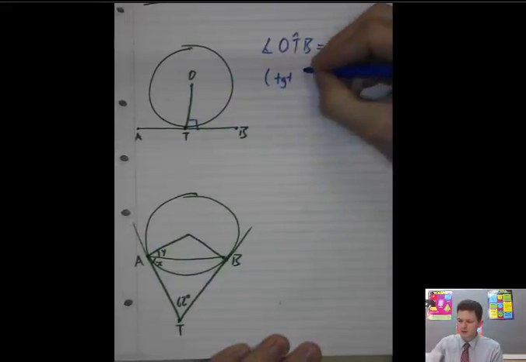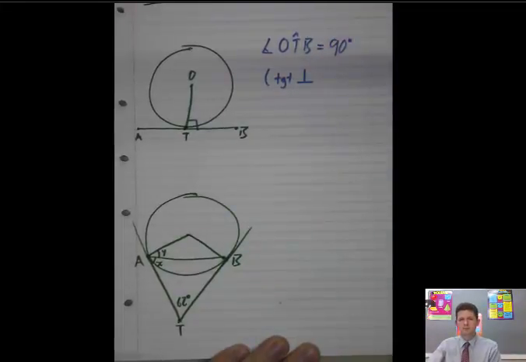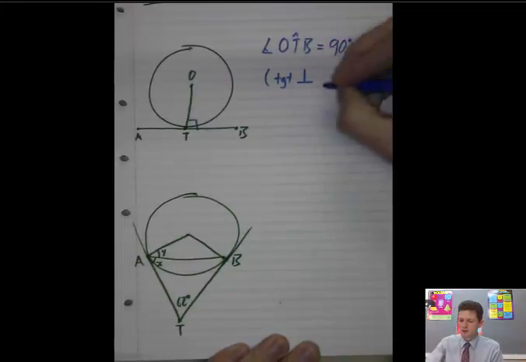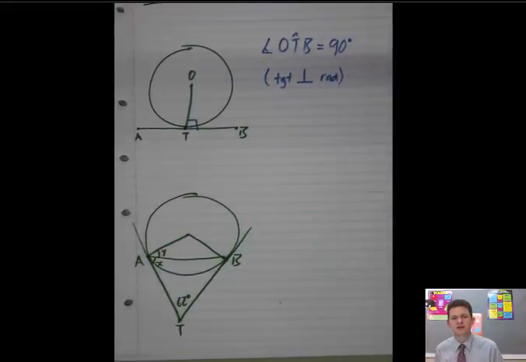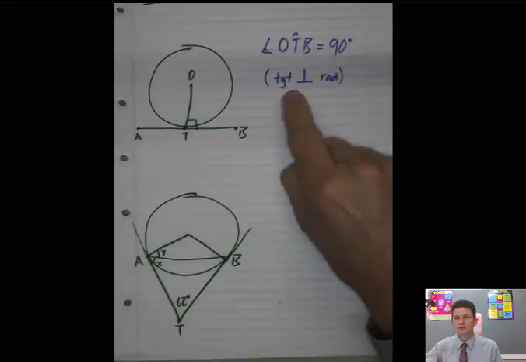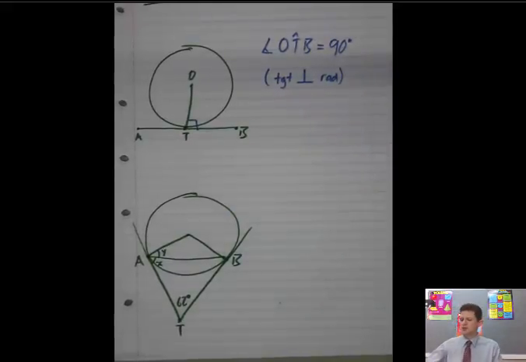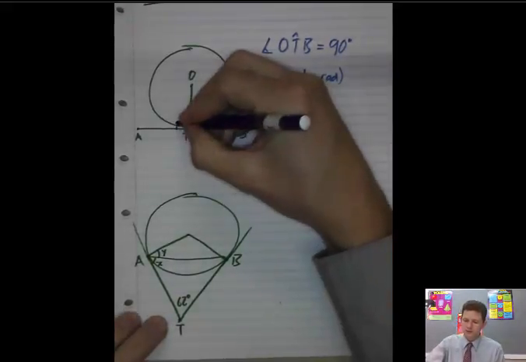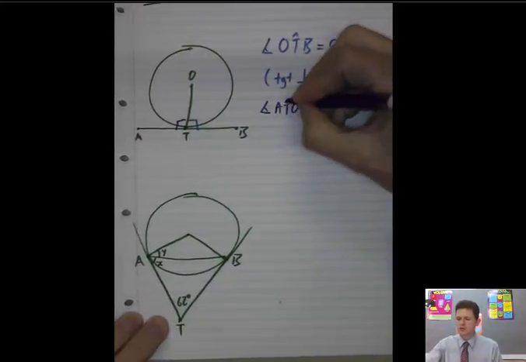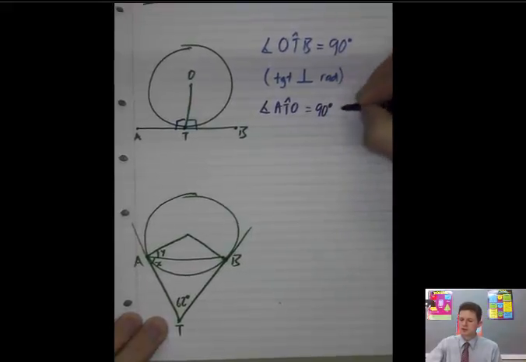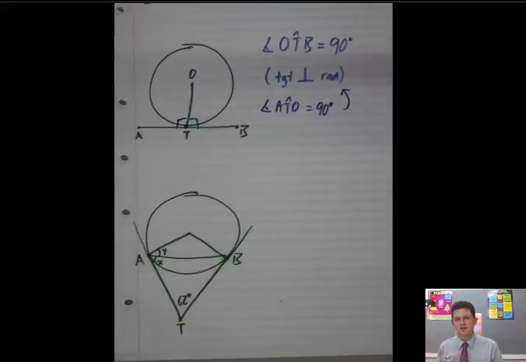Tangent, TGT, perpendicular, that's the symbol for perpendicular, which means 90 degrees, and rad, short for radius. Okay, so this one's nice and simple. Tangent perpendicular to radius. And you can make the same argument for this angle on this side. Angle ATO is equal to 90 degrees because the tangent is perpendicular to the radius. Same reason. So that's our first rule with tangents.